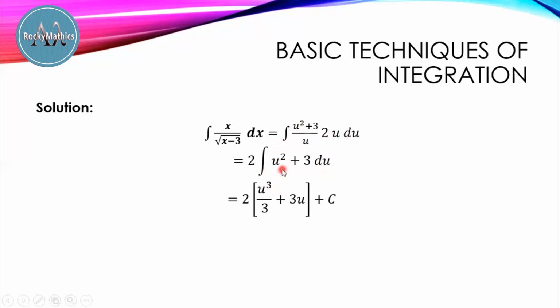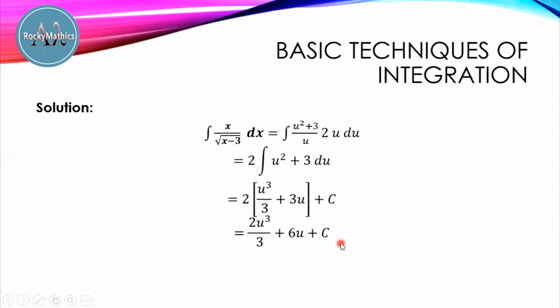Now, the integral of each term: the integral of u squared is u cubed over 3, plus the integral of 3 du, which is 3u. Then we need to put c to represent all the constants. Then we multiply the constant 2 to this expression. Simplifying that, we have 2u cubed over 3 plus 2 times 3u, which is 6u, plus c.